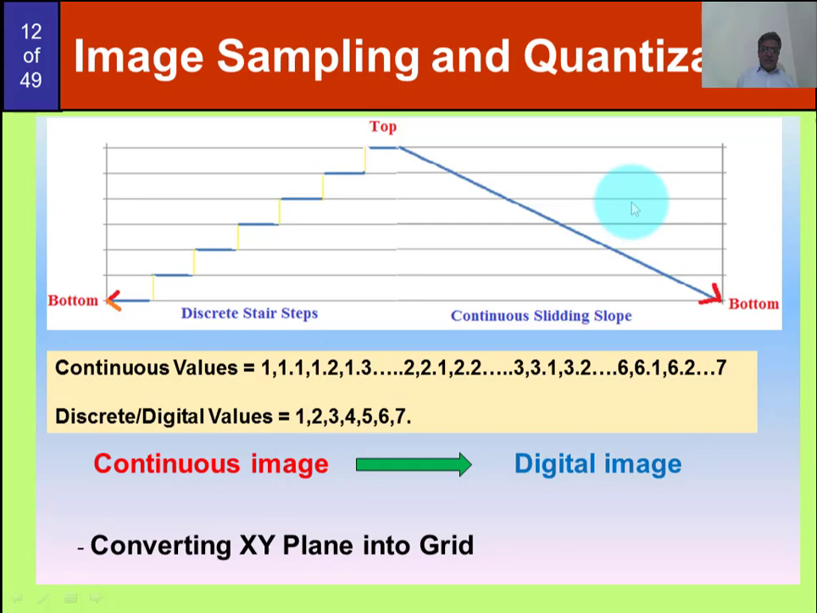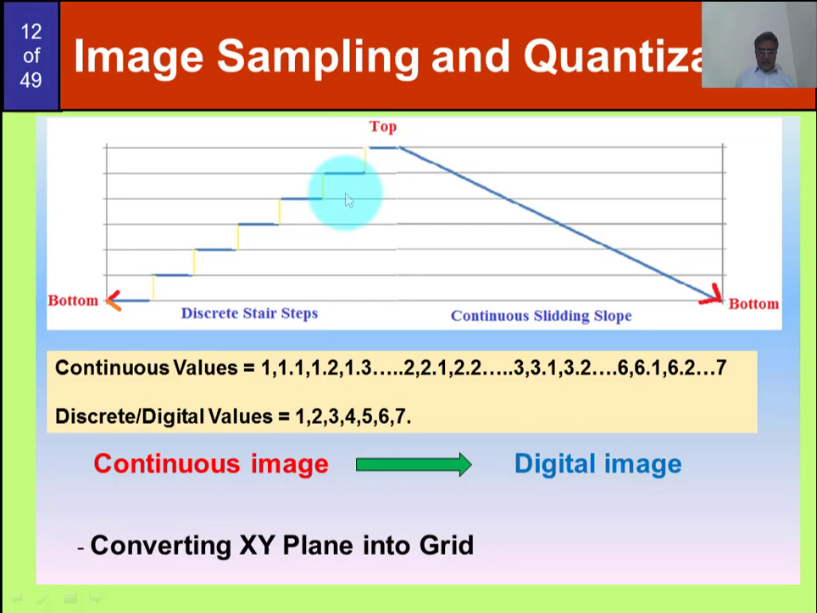One part of the slide is a stair. Here the children go up from this side and return back to the ground from top to bottom from this sliding side. This sliding side is just like the continuous values, while this stair side is just like discrete or digital values. Why do we call them discrete or digital values?